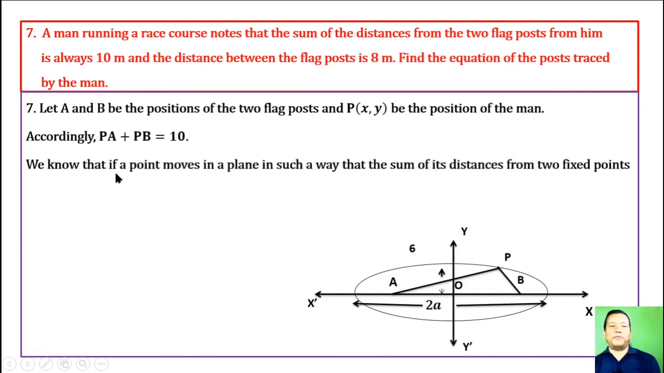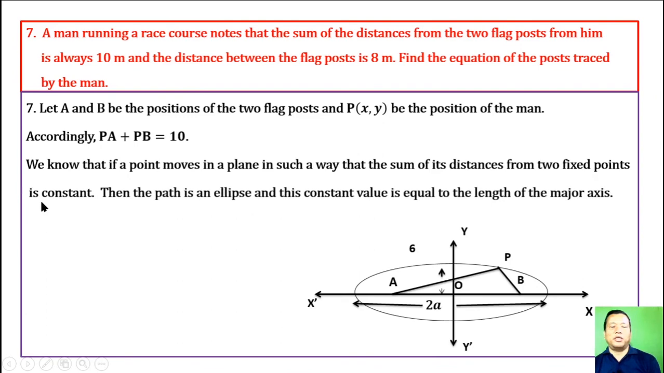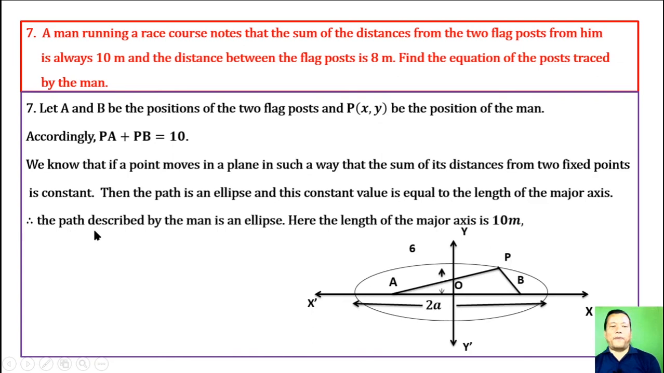We know that if a point moves in a plane in such a way that the sum of its distances from two fixed points is constant, then the path is an ellipse, and this constant value is equal to the length of the major axis. Therefore, the path described by the man is an ellipse. Here, the length of the major axis is 10 meters, and points A and B are the foci.